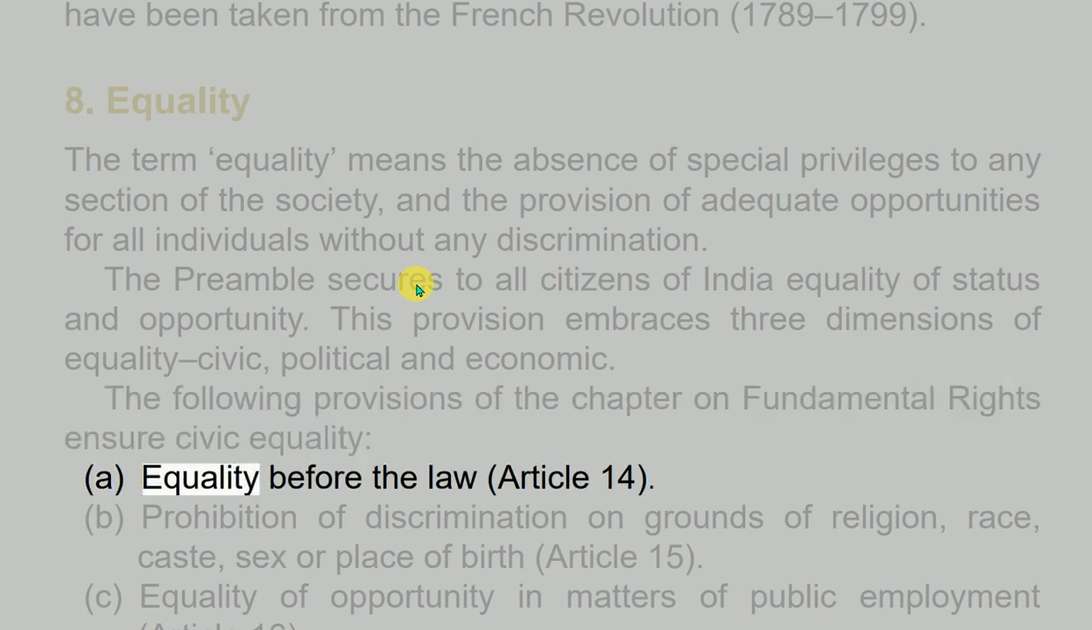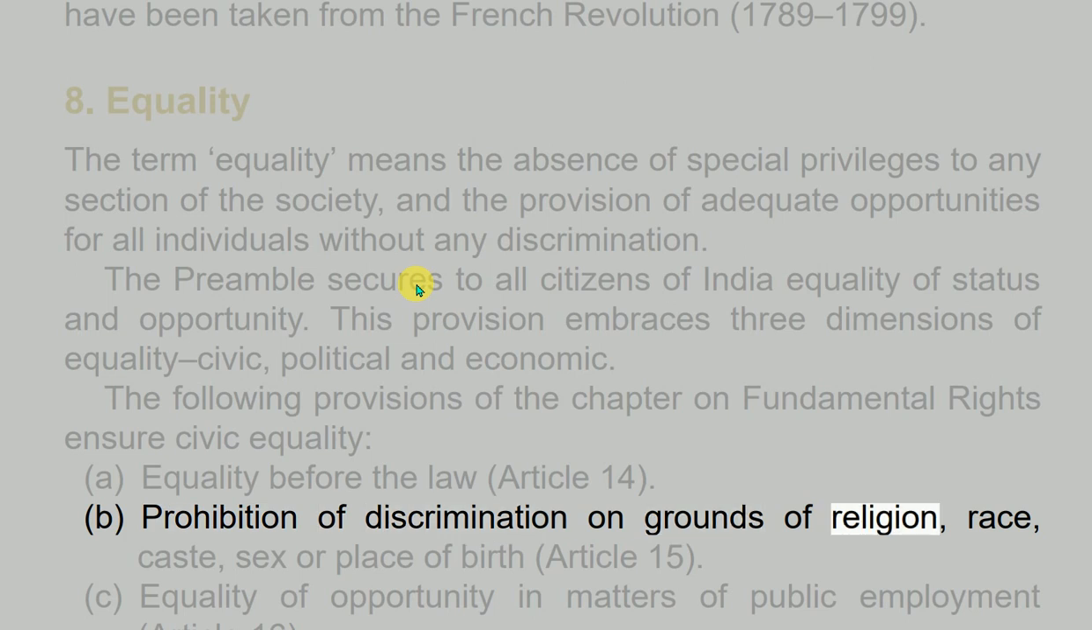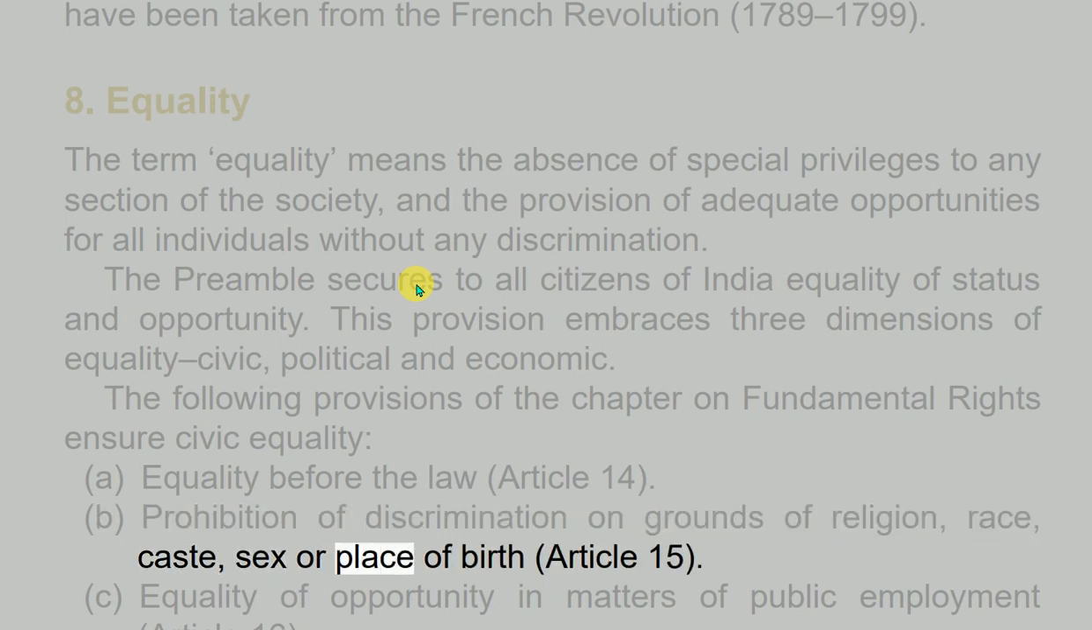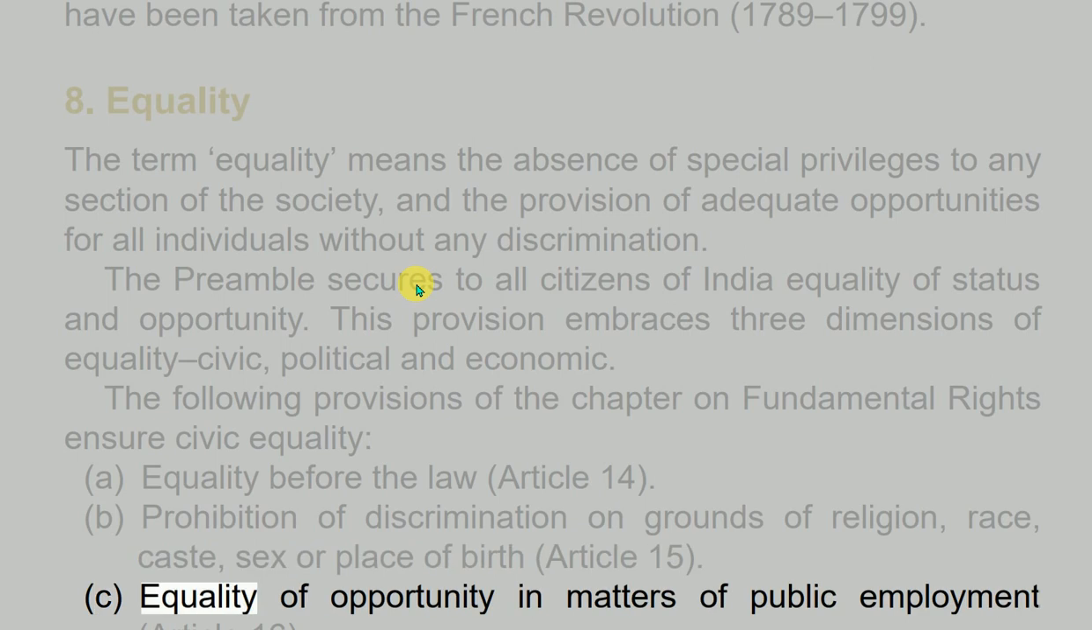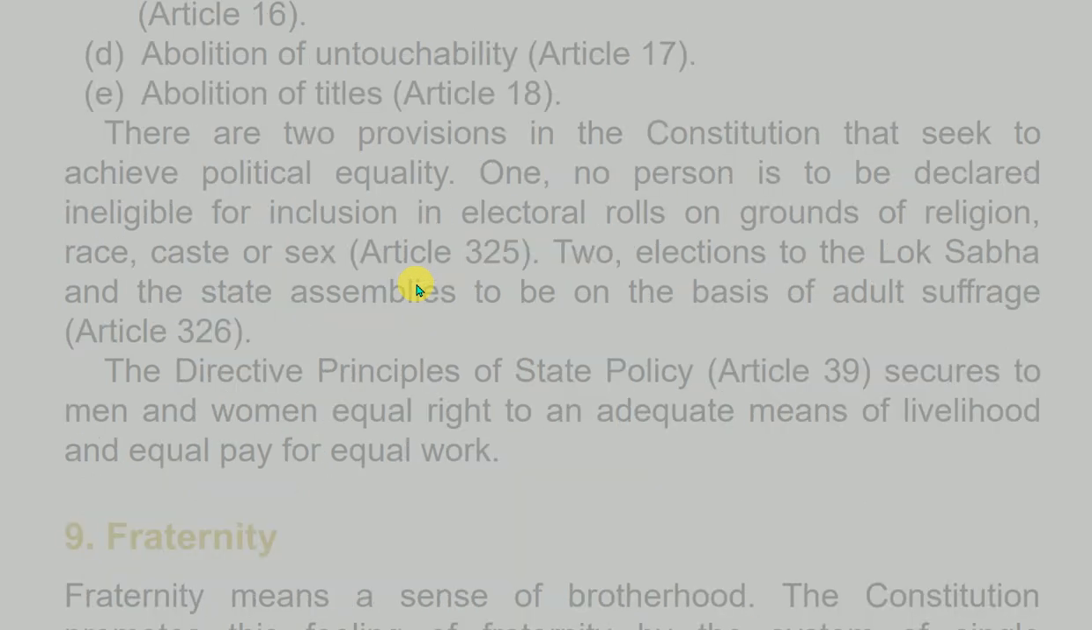The following provisions of the chapter on fundamental rights ensure civic equality: A. Equality before the law, Article 14. B. Prohibition of discrimination on grounds of religion, race, caste, sex or place of birth, Article 15. C. Equality of opportunity in matters of public employment, Article 16. D. Abolition of untouchability, Article 17. E. Abolition of titles, Article 18.